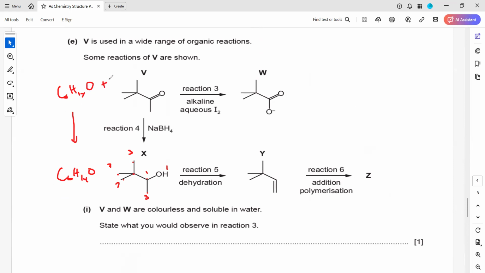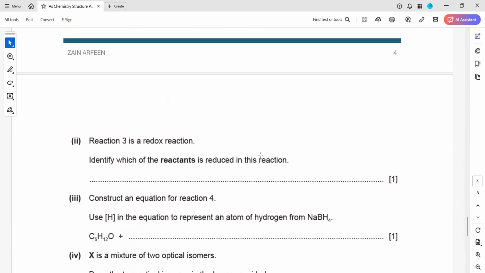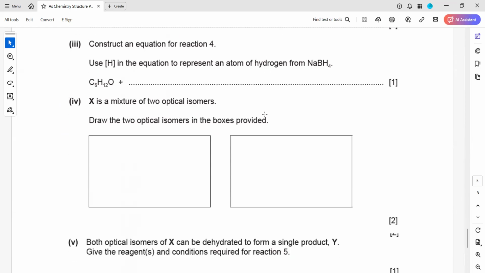So how many hydrogens are added? 2 hydrogens are added. And as I mentioned, if you use a reducing agent, you don't write H2, you write it in square brackets. So here 2 hydrogens are added by the reducing agent, and it will become C6H14O. If you write C6H13OH, that's also fine.